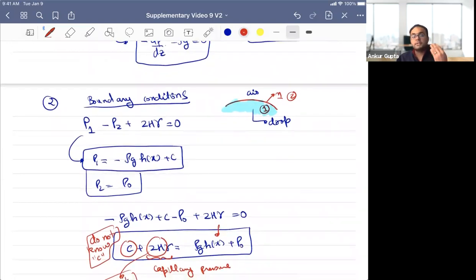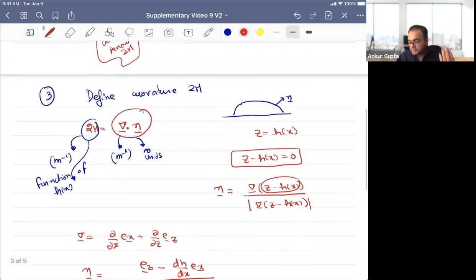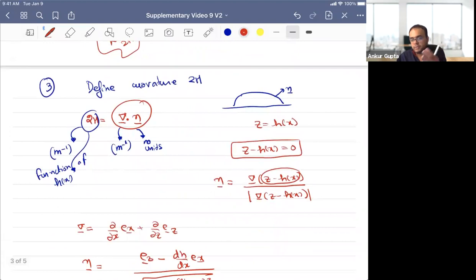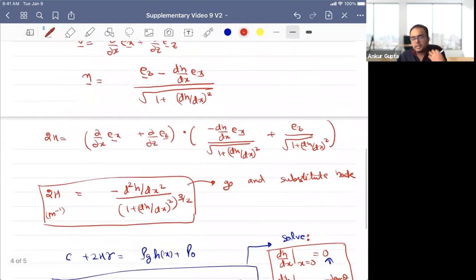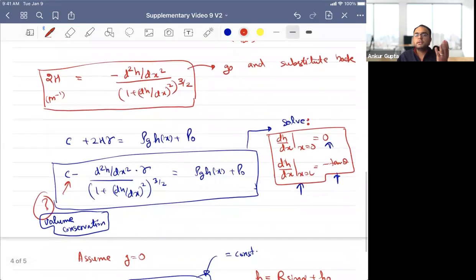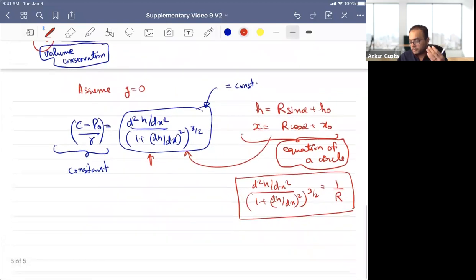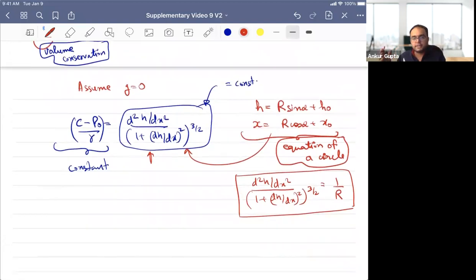The problem was that we did not know the capillary pressure, because we did not know the curvature. So we found curvature from first principles by defining the surface z is equal to h of x, taking a normal, taking a divergence. Then we found the mean curvature from that definition, which gave us a differential equation with boundary conditions and with volume conservation, which we will be able to solve. And finally, if you assume gravity is 0 and substitute an equation of a circle for h of x, we can show that the curvature is constant, which is what we need to satisfy the equation and boundary conditions.